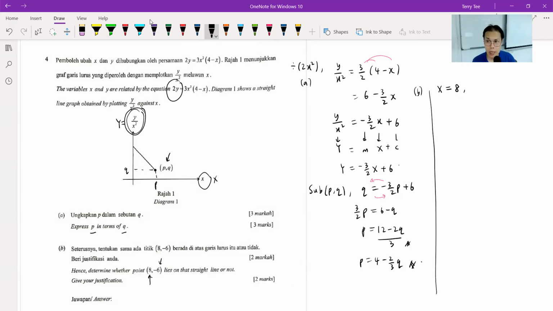Now notice again, I use capital X, right? Capital letter, because the capital letter represents the variable here. Based on this equation, it is the variable on your x-axis. So let's sub inside. Your big Y is minus 3 over 2 times 8 plus 6. Okay, you can cancel this 2. You're left with 4 minus 12 plus 6. You will get minus 6. Well, your big Y is minus 6. Exactly. So we can say, therefore, this point (8, -6) lies on the straight line.